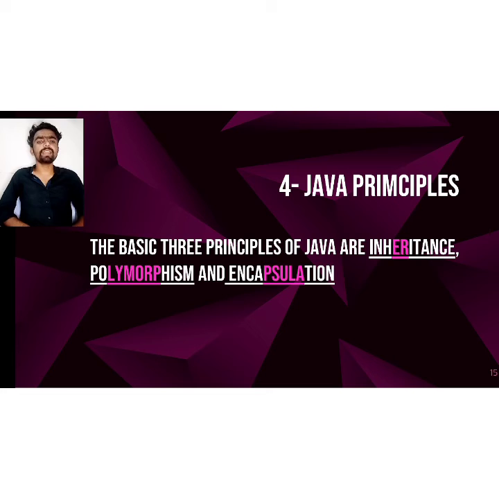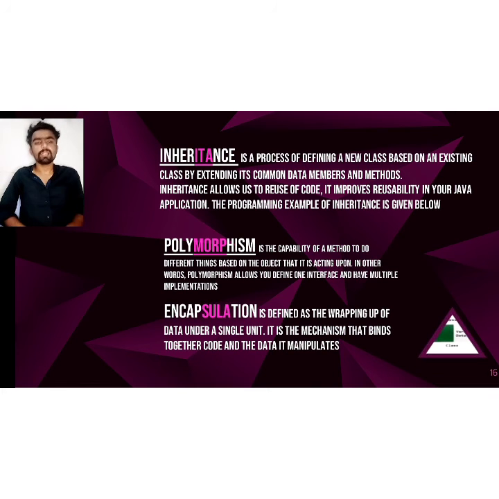The last of the four topics is Java principles. The basic three principles of Java are inheritance, polymorphism, and encapsulation. Inheritance is the process of defining a new class based on an existing class. For example, in real life, we have purchased a car. If the manufacturer or creator of the car updates the car, then we put in an amplifier or anything, which inherits something, and that is called inheritance.